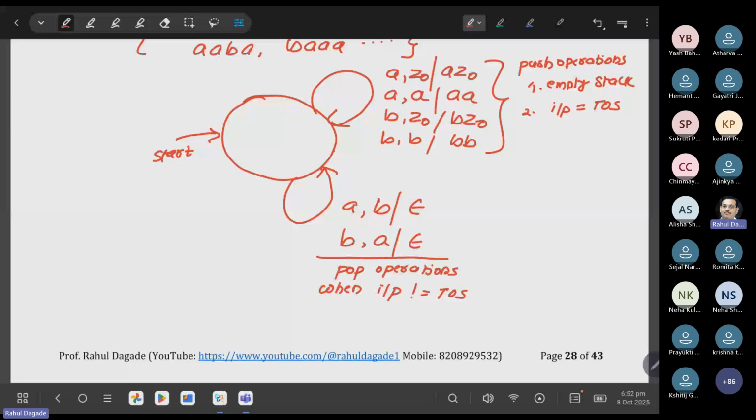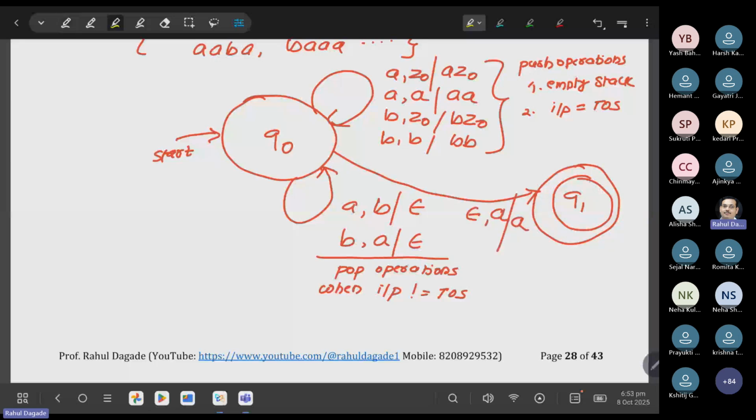Now we have to go to a final state. We go to the final state Q1 when our input is finished and still some A is remaining on stack, indicating that A's are more. Then we keep the stack as it is and go to the final state. So this is the acceptance of more number of A's in the string.